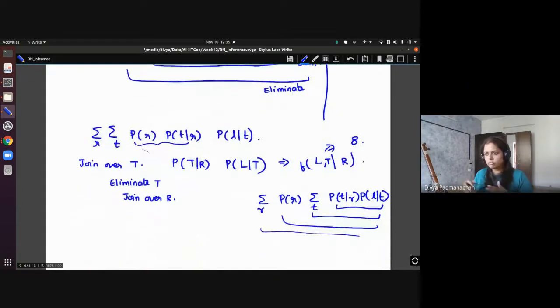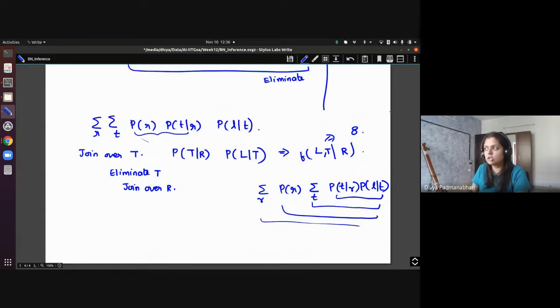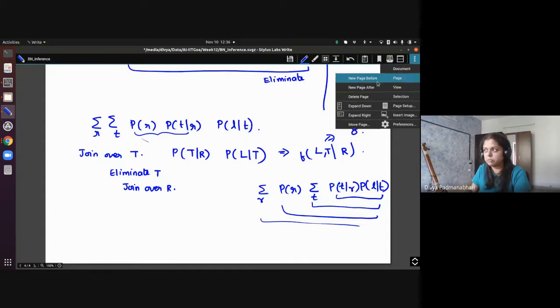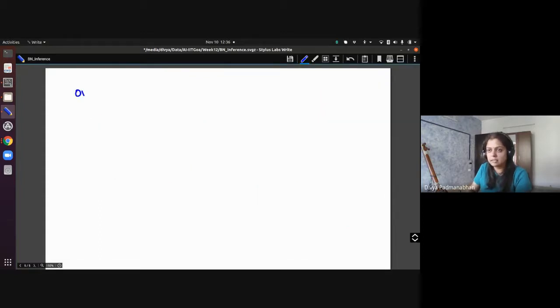Now, before I formalize the particular algorithm of what we were doing here, I just want to talk of one more operation, which is called the normalize operation. Okay, so this is a third operation, which is called normalize. Operation 3, which is called normalize.